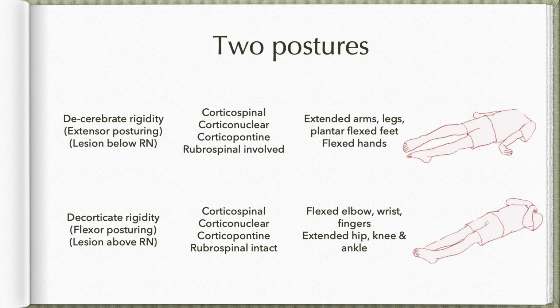Because of that, it will be sending fibers at least to the upper cervical level. So the arms will go into flexion. There is a flexed elbow, wrist and fingers, as you're seeing in the picture here, but the hip, knee and ankle will be extended. So this is decorticate rigidity. Based upon these postures or rigidity types, we can roughly gather where the site of the lesion is.